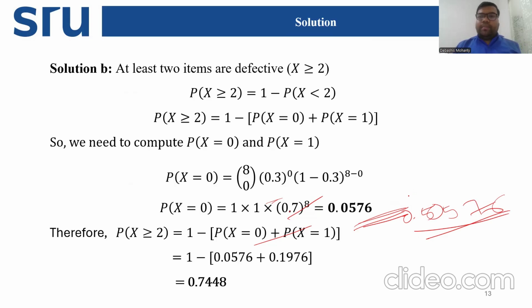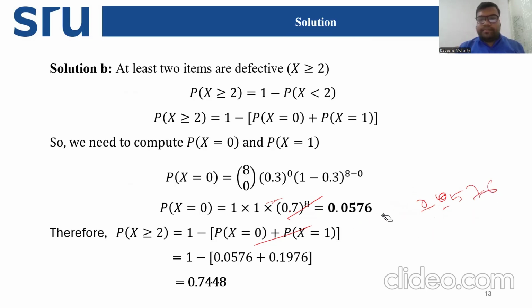So we are only applying the formula here to find the probability of x equals 0, right? That is 0.0576. That will be right. After finding this, we need to find the probability of x equals 1, right? It is not mentioned here, so I'll explain how to find the probability of x equals 1.